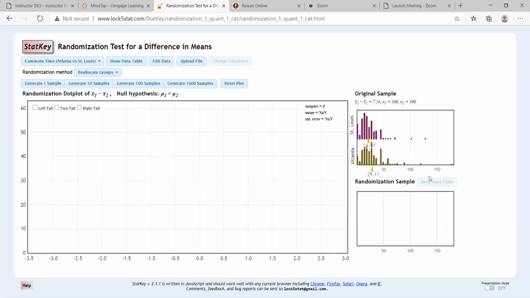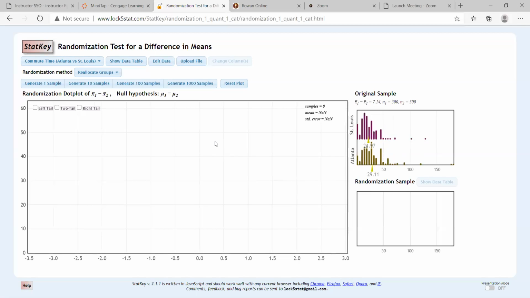All right. Now, how does randomization work with two samples? Well, you randomize within each sample. All right, within each population, you do randomization. And we're going to end up with an Atlanta sample and a St. Louis sample, each with 500, but with different sample means, with different mean commute times for each of these randomization samples.